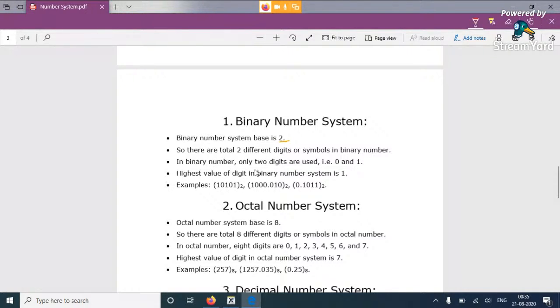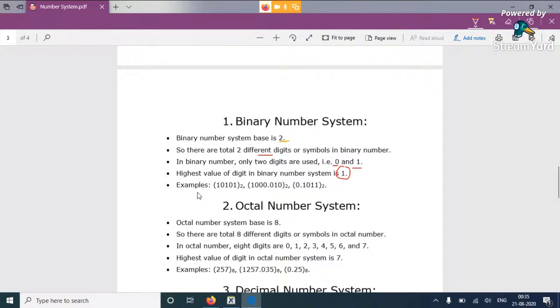In a binary number, only 2 digits are used, that is 0 and 1. So the total number of different digits is 2, and the symbol will be either 0 or 1. The highest value of a digit in the binary number system is 1. Between the two symbols 0 and 1, the highest value is 1, so I am writing 1 here.